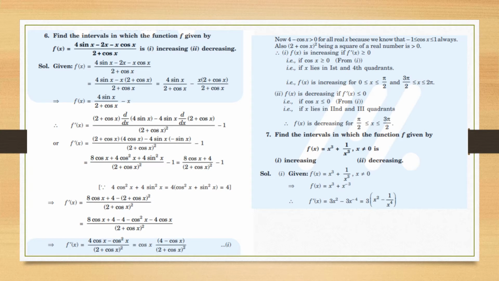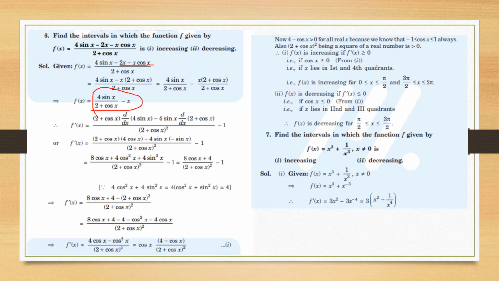Find the intervals in which the function is increasing or decreasing. For an increasing or decreasing function, I should go for the derivative first. Now there is something to observe here: if I take x common, it can be split into a simple form and the function will be just like this. Instead of going for the quotient rule on the complete term, which will increase the length of the question, it's better to split it.